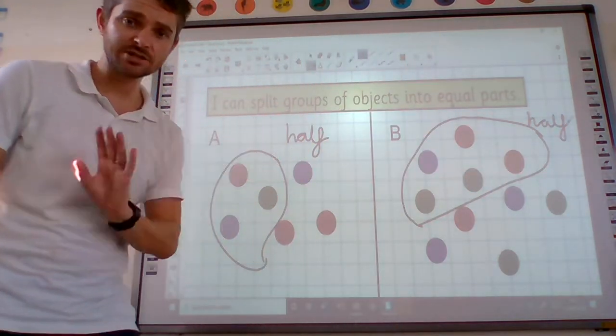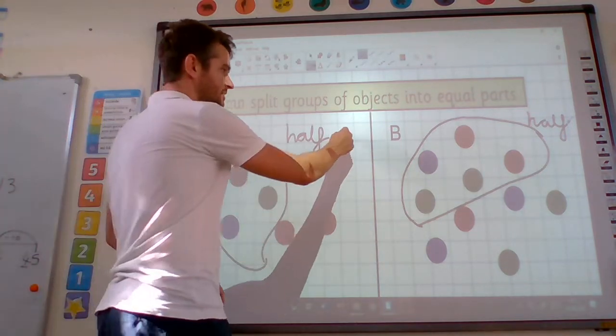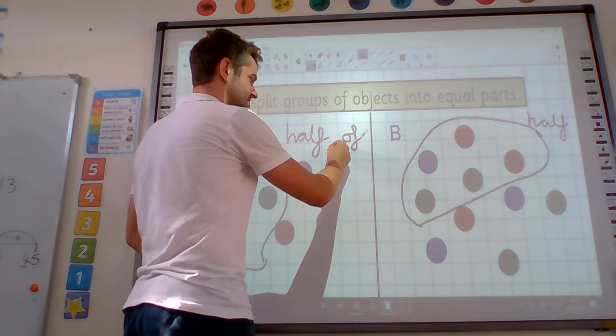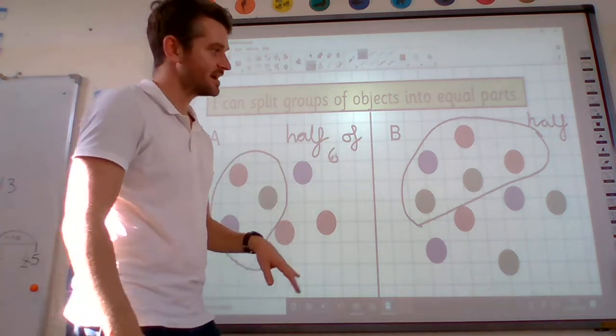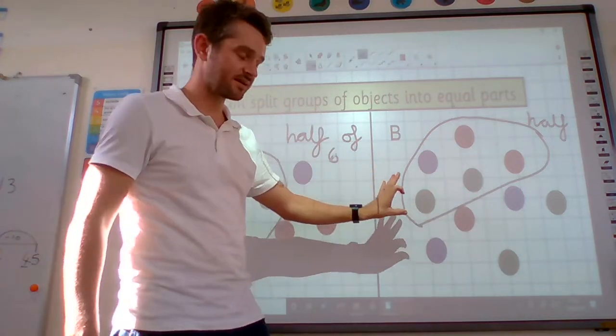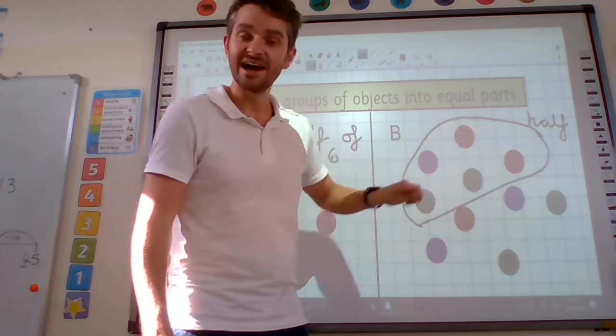And what I've actually found on this one is 1, 2, 3, 4, 5, 6. Half of 6. And half of 6 is 3. Over on this one, there were 10. And I found half. And half of 10 is 5.